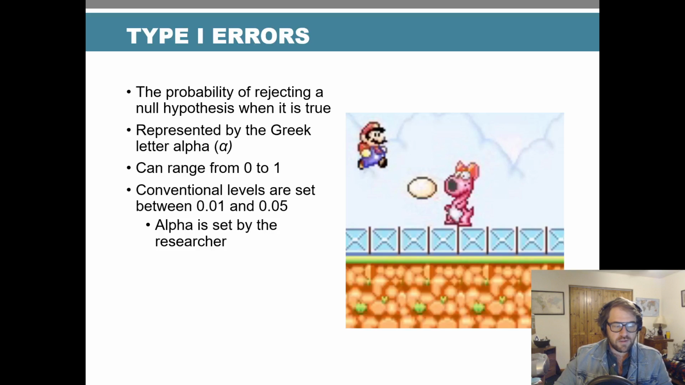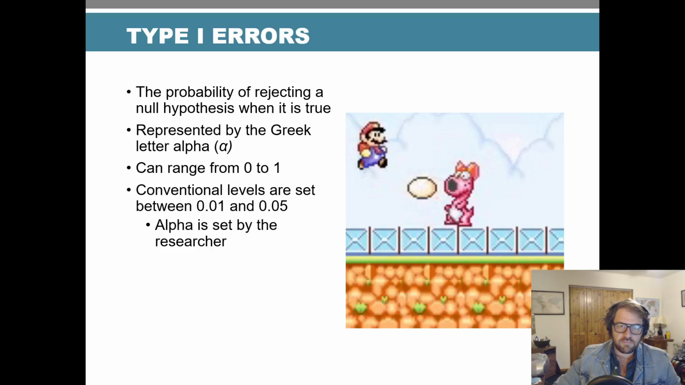Our typical rule of thumb of 0.05 was pulled right out of thin air. And if you've played Super Mario Brothers 2 on the NES, the sound of this dinosaur shooting an egg out of its mouth is probably what it sounded like when somebody decided that we were going to set our alpha level to 0.05, just as a discipline.